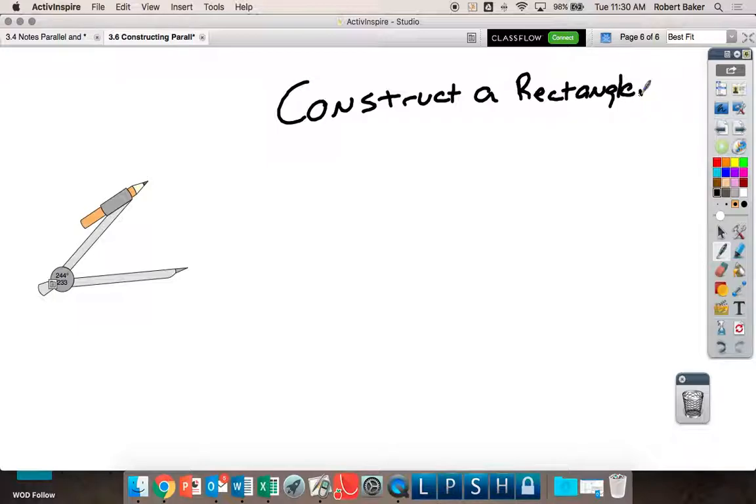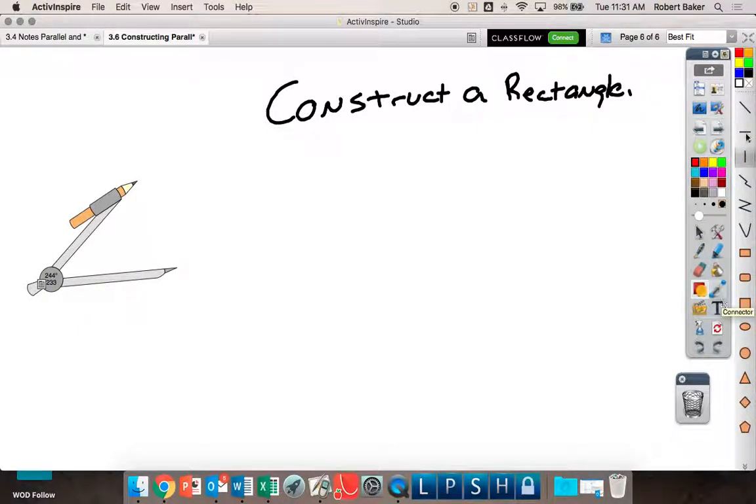Construct a rectangle. I got this. Because it says construct, you must use a compass and a straight edge. Does anybody have any idea how to start that? Just draw a straight line. So, step one. Whoop! Nailed it. That is one of 3 sides complete.